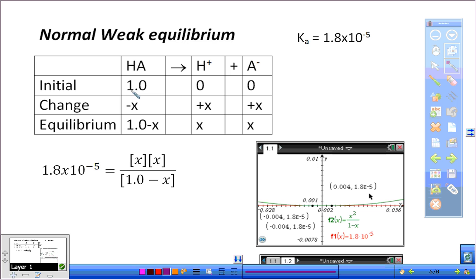Initially, let's say it's 1 molar. Both of these are 0, and they're both going to increase by some quantity. We don't know what that is, so we'll call it X. It's a 1 to 1 to 1 ratio, so it's plus X, minus X. So we take the initial concentration minus the change, 1 minus X, and we get X and X, and we put it in the equilibrium expression.